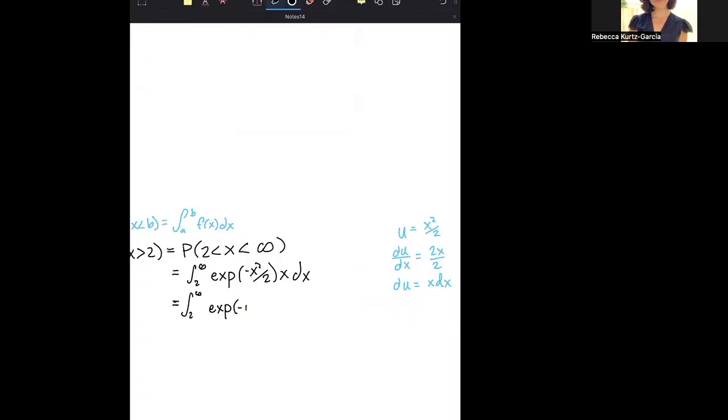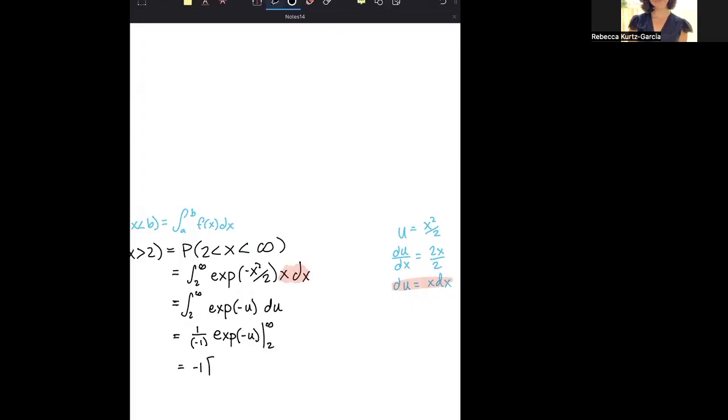Okay, we have e to the power of negative u, and this whole term here gets replaced over here with du. Now this is a much friendlier integral to work with. Integrating something like e to the power of something is always pretty nice. This just becomes 1 over negative 1 times e to the power of negative u, and this is evaluated from 2 to infinity.